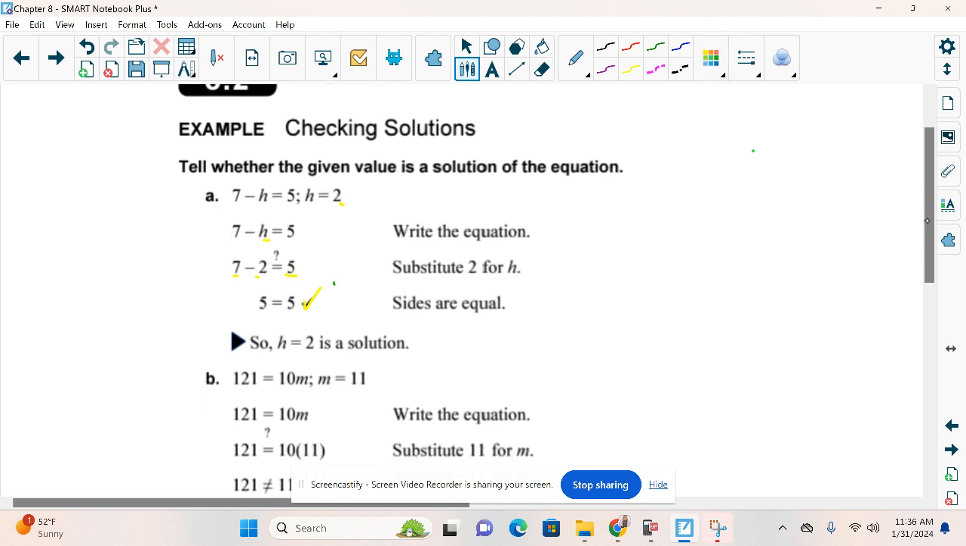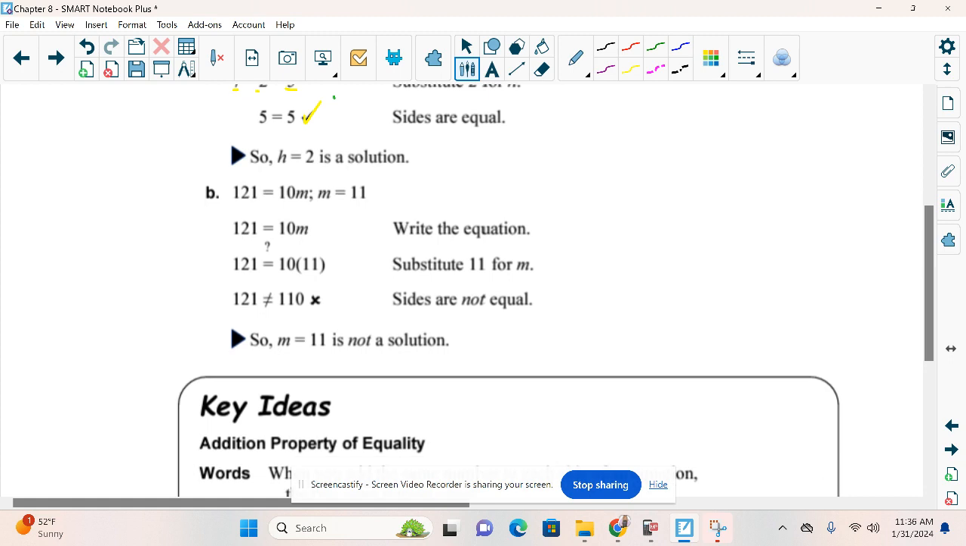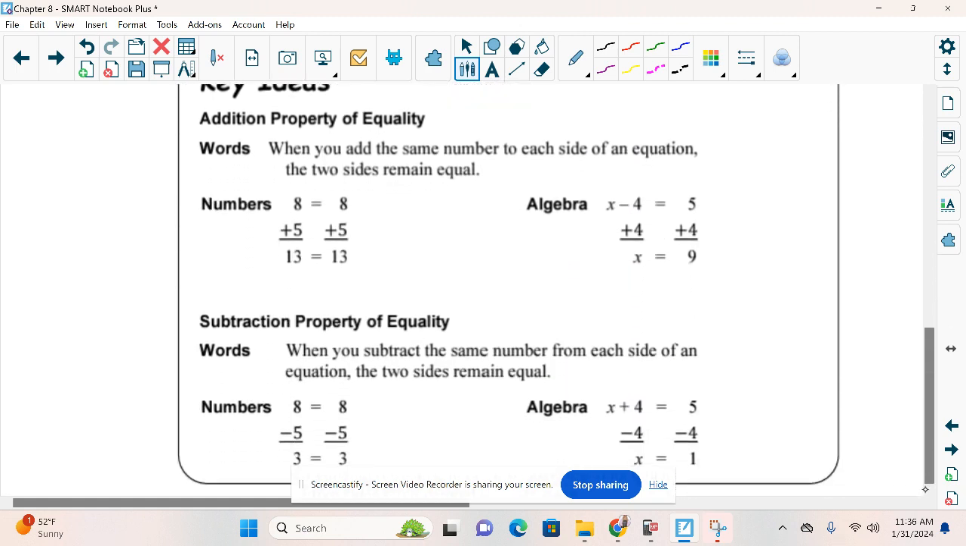Whereas in example B, we have 121 equals 10m, and they're saying m equals 11. If I plug in 11 where the m is, does 10 times 11 equal 121? No, it doesn't. So is it a solution? No, it's not a solution. Okay? Alright, so that's just what that first page was talking about.